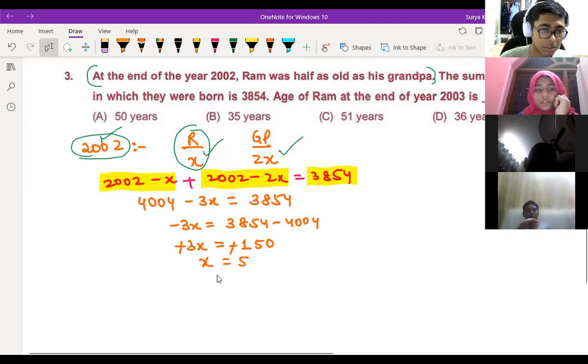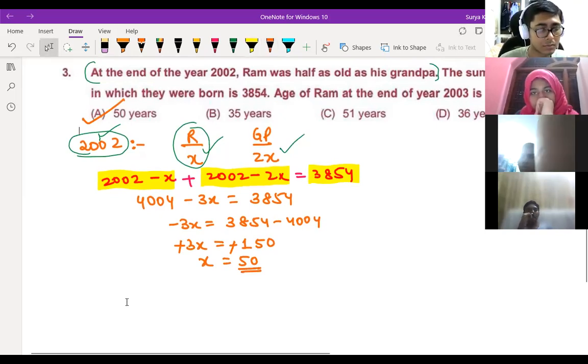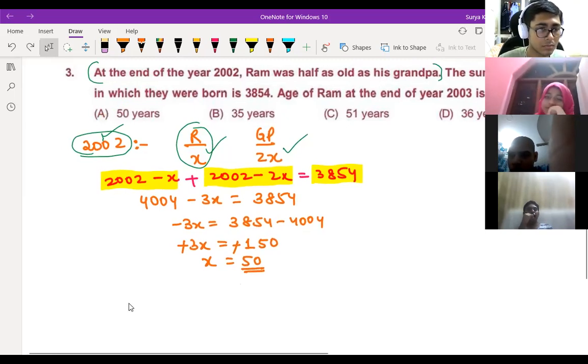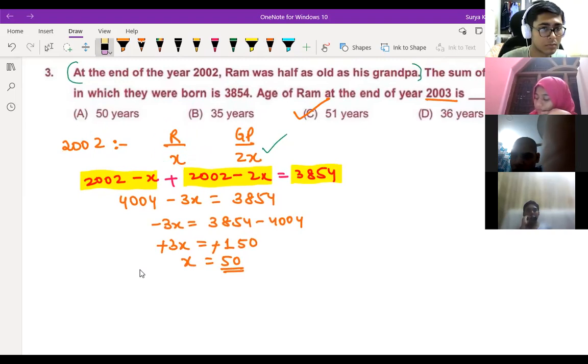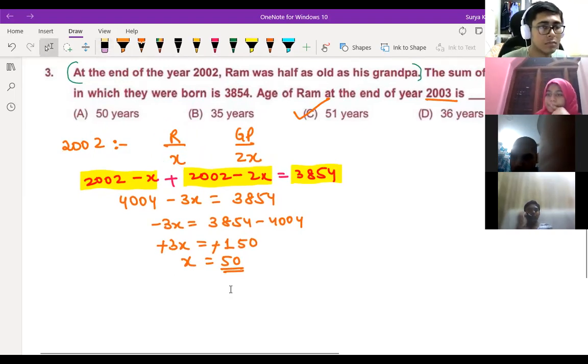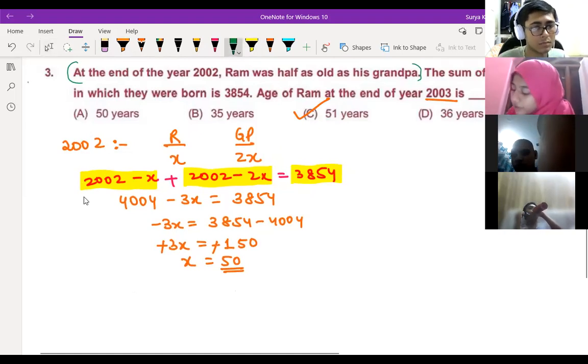So x is 50. Then at the end of the year 2003, the age of Ram will be 50 plus 1. The end of 2003 they are asking. In 2002 Ram's age is x, in 2003 Ram's age will be x plus 1, that is 51. Very good. You should take one step more. It's clear, no? This was a very good question.